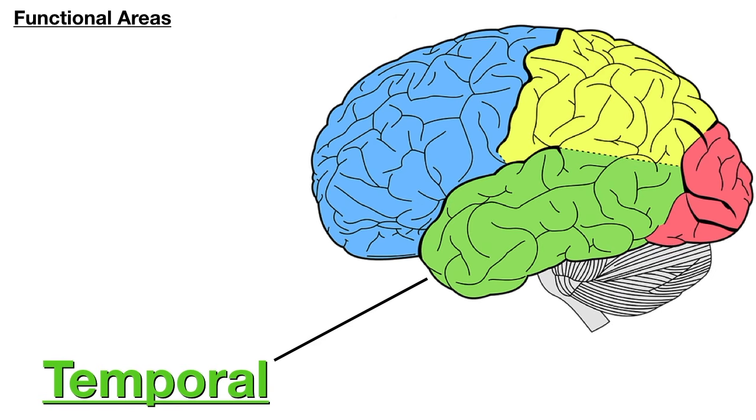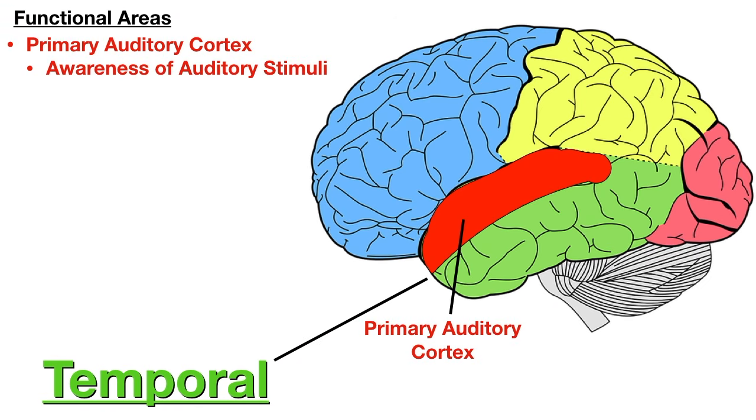The temporal lobe is going to be similar to the other lobes, in which we're going to see that same pattern of a primary cortex with an association cortex. So first we have the primary auditory cortex, and the job of this area is to provide us with conscious awareness of auditory stimuli. So various frequencies and pitches will enter our ears and then enter into the primary auditory cortex, which will then make us aware of this stimulus.